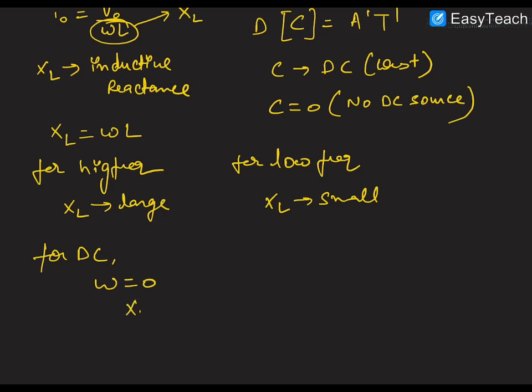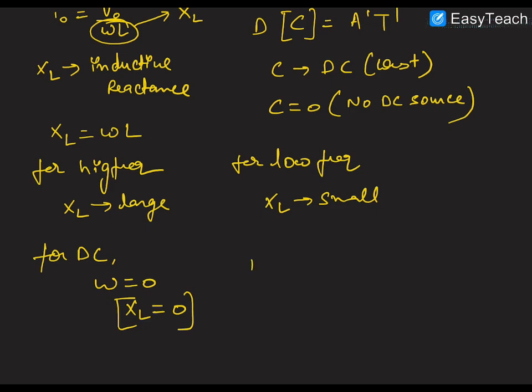And therefore, XL will be 0 for DC currents, which means that an inductor does not offer any resistance to DC currents because the inductor gets short circuited in DC circuits. We have already studied this concept in the LR circuit, that in steady state the inductor gets short circuited. So for DC, the resistance offered by a pure inductor is 0.